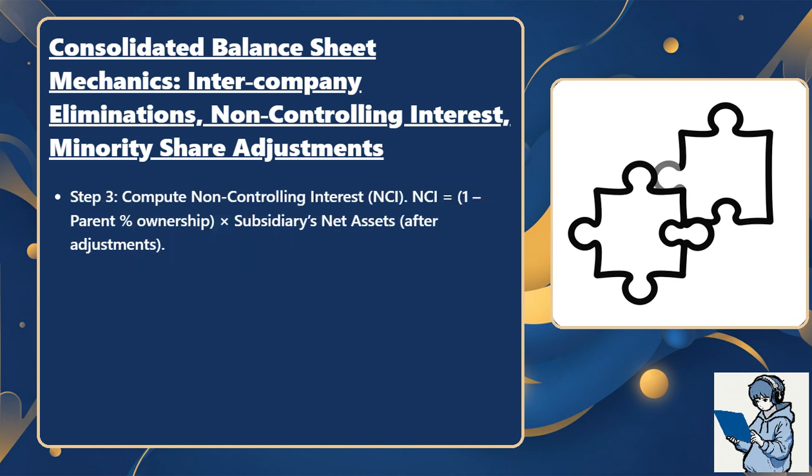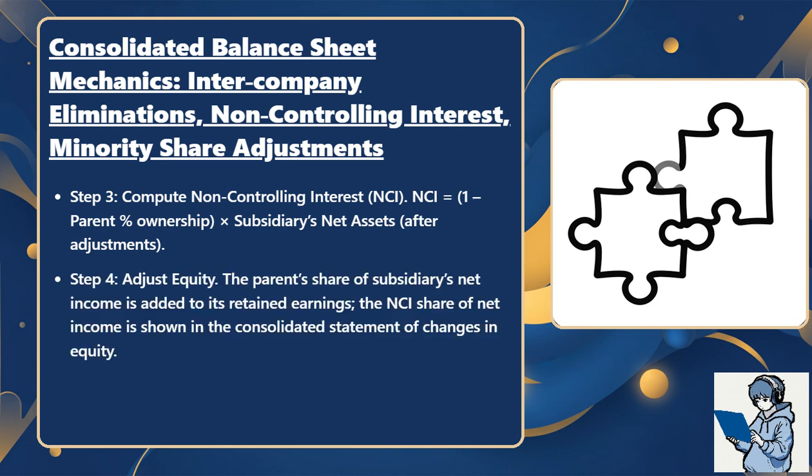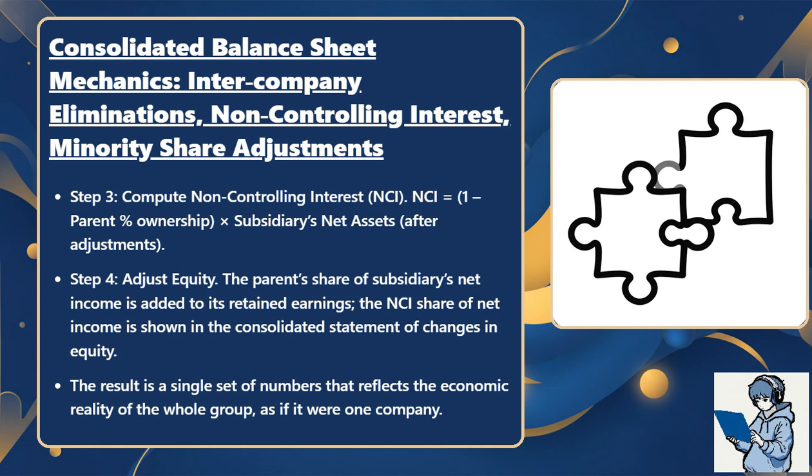Step 3. Compute non-controlling interest. NCI equals (1 minus parent percent ownership) times subsidiaries' net assets after adjustments. Step 4. Adjust equity. The parent's share of subsidiaries' net income is added to its retained earnings. The NCI share of net income is shown in the consolidated statement of changes in equity. The result is a single set of numbers that reflects the economic reality of the whole group, as if it were one company.